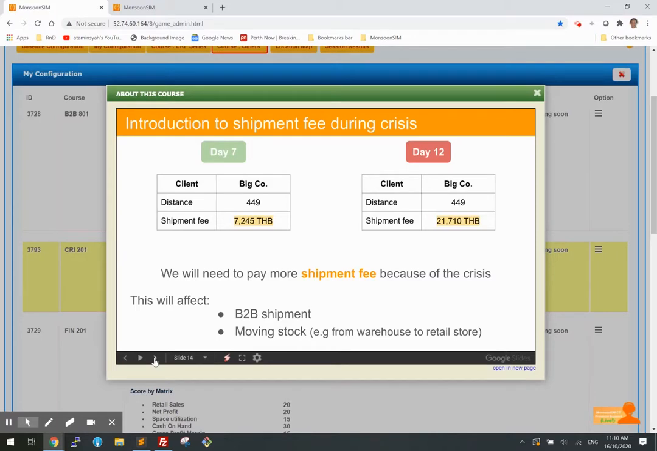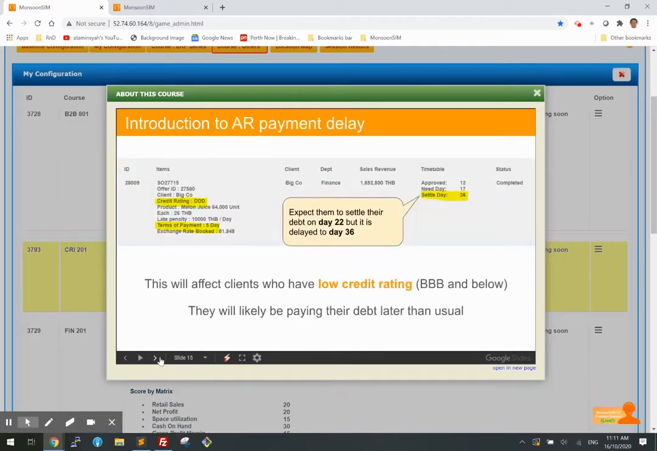Changes in the shipment fee. This is what happened. On day 7, your shipment fee is only 7,000 baht, but when the crisis happens, it becomes 21,000 baht. And this will affect B2B shipment as well as moving stocks from and to the warehouse and retail store. Changes in receivables. Let's say you have a receivable and its payment terms are only 5 days. Because of the crisis, now look what happened. It has dragged on to 19 days. So this will affect particularly those clients with low credit ratings, such as BBB and below.